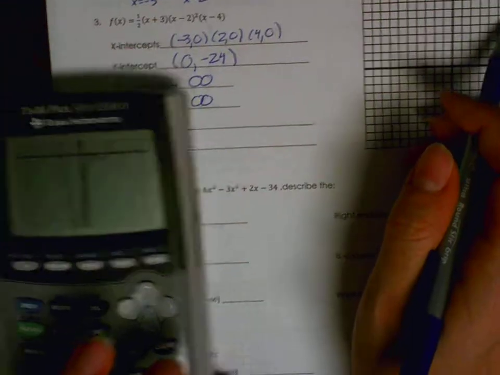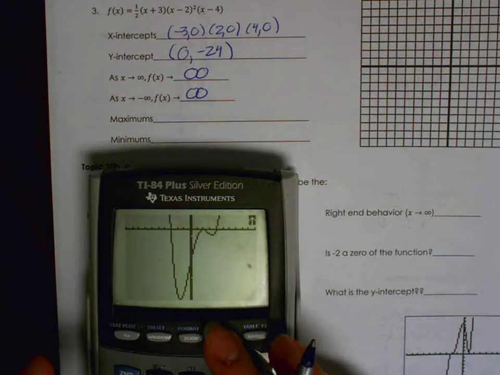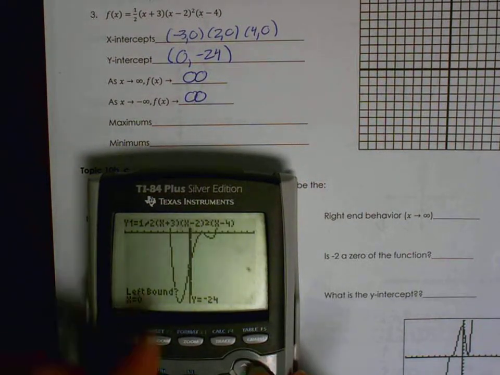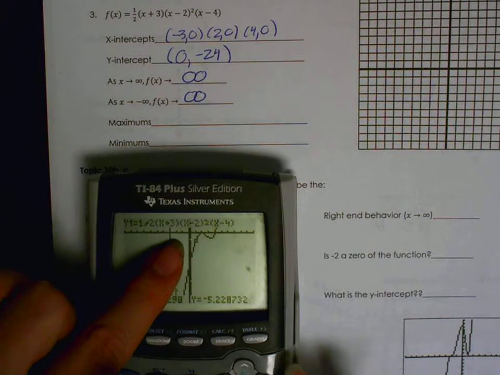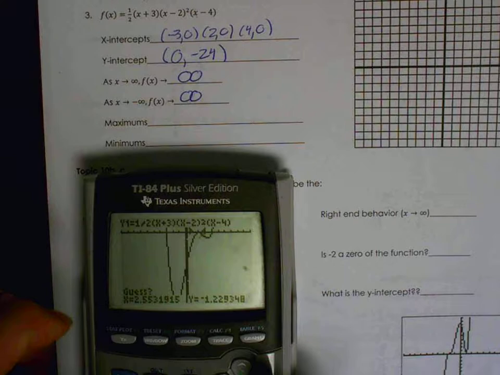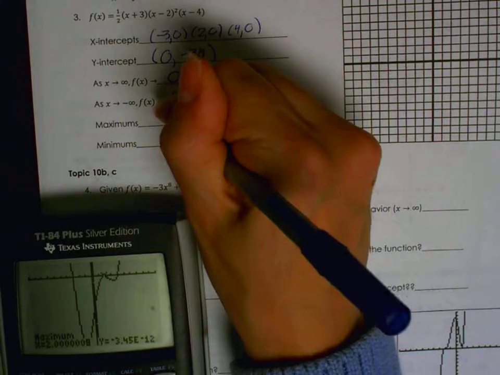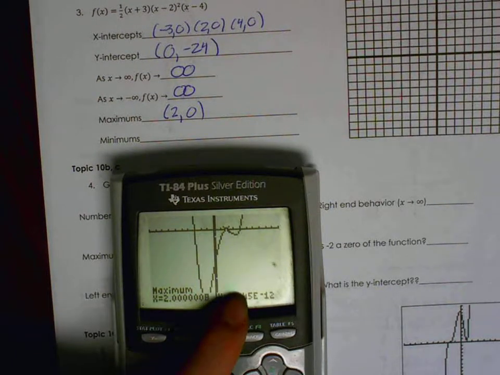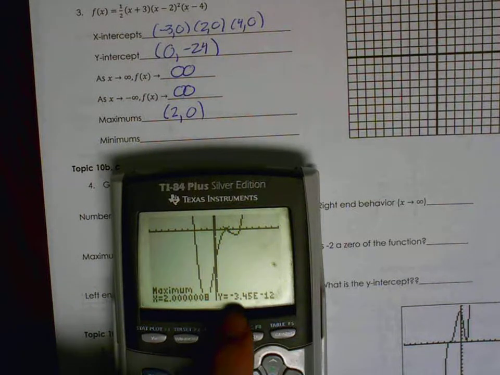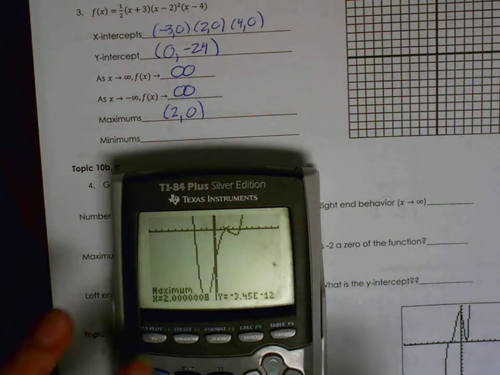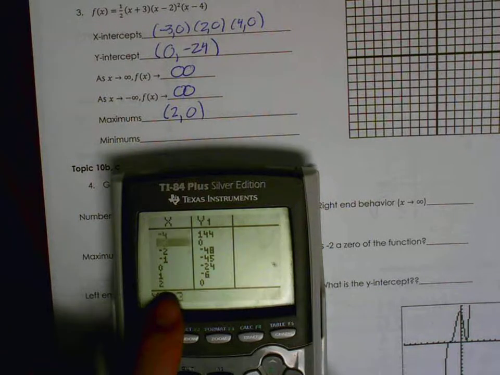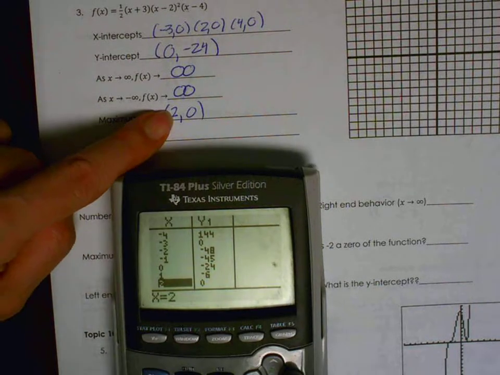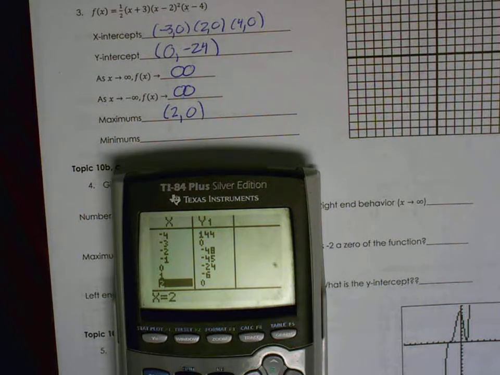All right, so again, for my maximum, second calc number 4. This is one of my local maximums here. Go to the left of it, hit enter, go to the right, hit enter one more time, and it tells me that my maximum is 2. And again, this is saying 2, 0. And if you're not sure, go to your table and look. When you get a number like this on your calculator that's very small, it typically means 0. So I want to check. I'm going to go to my table and see, is 2, 0 a point? Yes, 2, 0 is a point. So I'm going to write 2, 0. I'm not going to write that number that it gave me. I'm going to write 0.